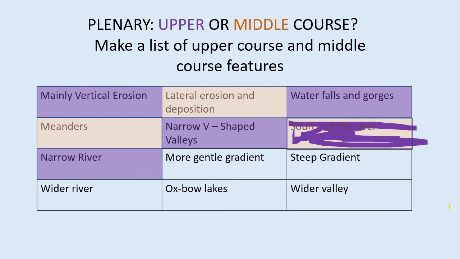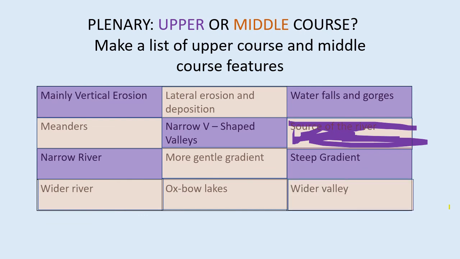Gentle gradient is going to be the lower and the middle courses. Steep gradient is going to be the upper course. The wider river, practically, that's going to be the middle or even the lower course. It'll get wider and wider as it goes. Oxbow lakes we've just talked about, that's typical of the middle course. And again, the wider valley is typical of the middle course.